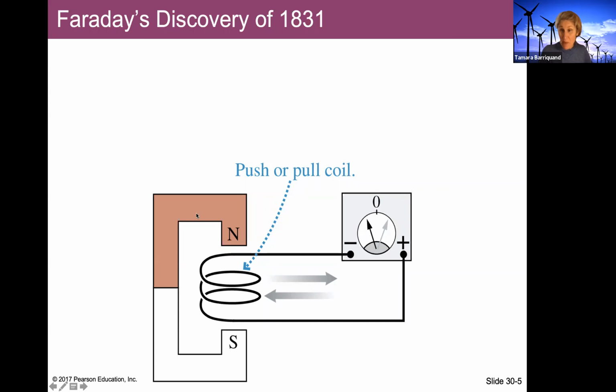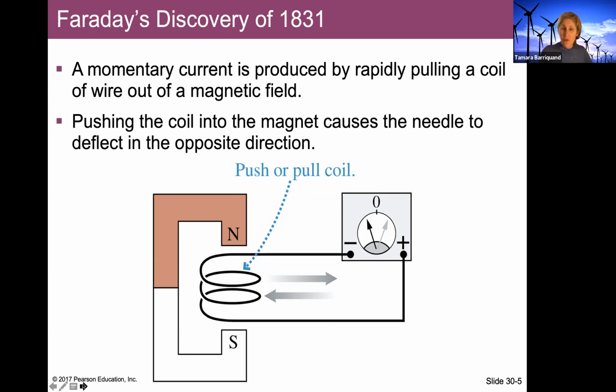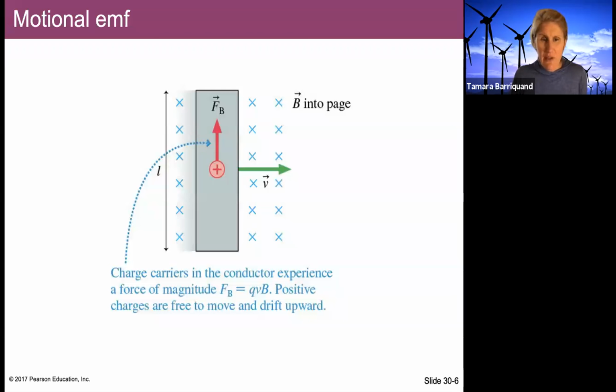Now, Faraday also wanted to see if he took a coil and put it inside a magnetic field, so a giant, just permanent magnet, and pushed or pulled the coil inside the giant magnet, what that would do. So a momentary current is produced by rapidly pulling a coil of wire out of a magnetic field. So right at the moment when it is being pulled quickly out of that magnetic field, we do see a current. Pushing the coil into the magnet also causes the needle to deflect, and this time in the opposite direction.